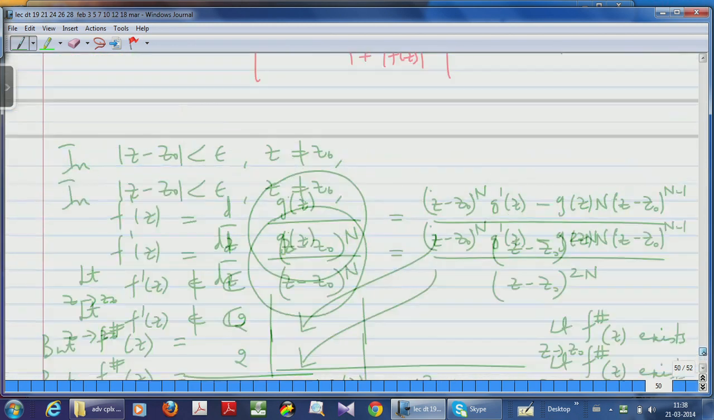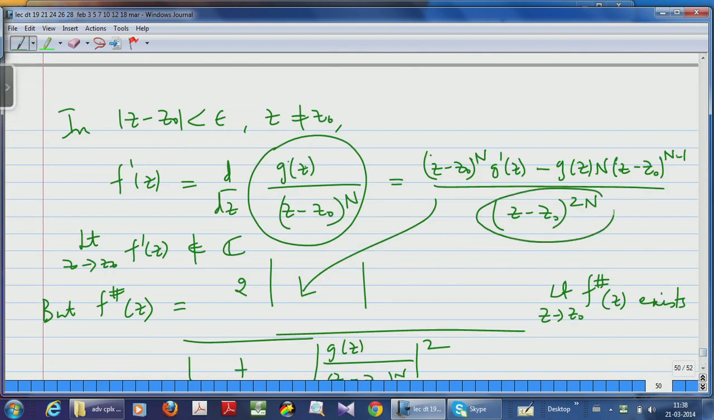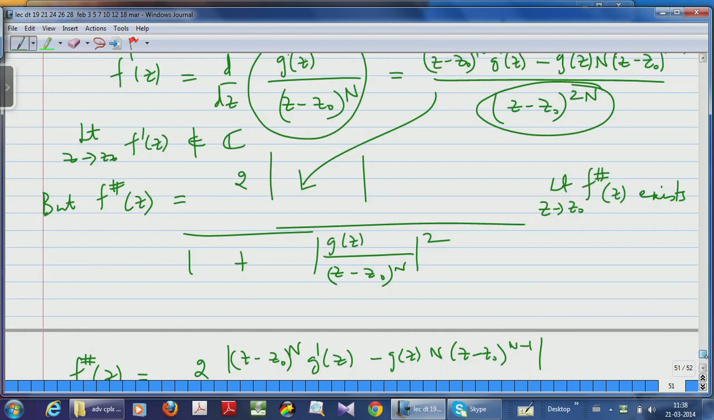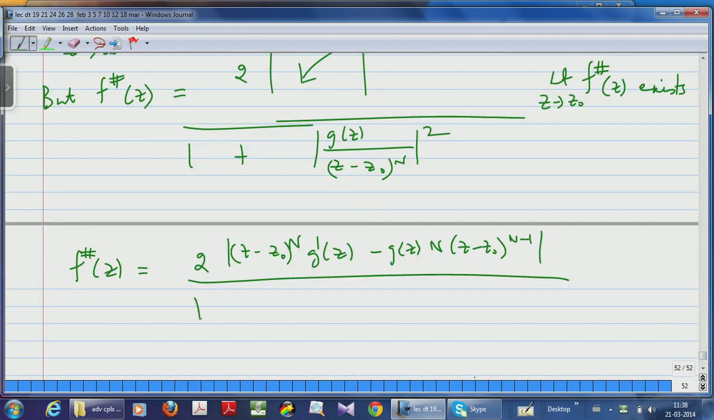I have multiplied by this modulus of this quantity, mod z minus z naught to the 2n, so that's gone, and in the denominator I'll get mod z minus z naught to the 2n plus mod g z the whole square. This is what I'll get if I multiply by mod z minus z naught to the 2n. And mind you, the spherical derivative is an absolute derivative, so it's only an absolute value. It's a non-negative real value, by the way.